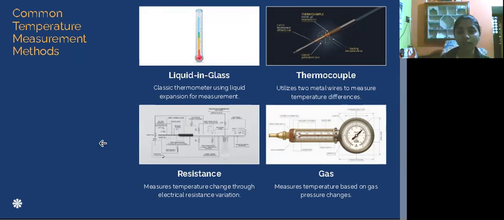We have one more type of thermometer, that is expansion thermometers. Those thermometers measure volume change. RTDs and thermocouples use electrical signals, and infrared pyrometers detect emitted radiation. The method depends on accuracy and temperature range.